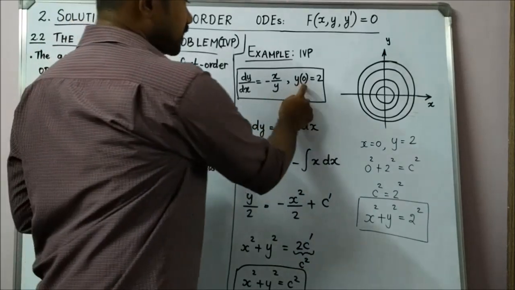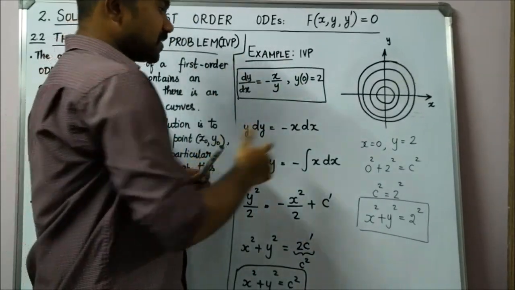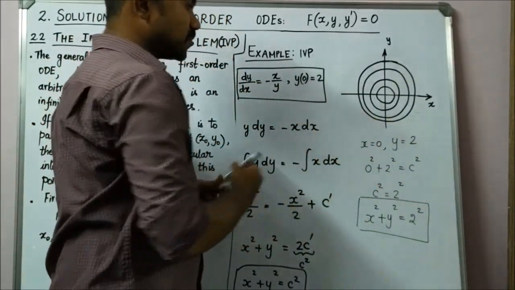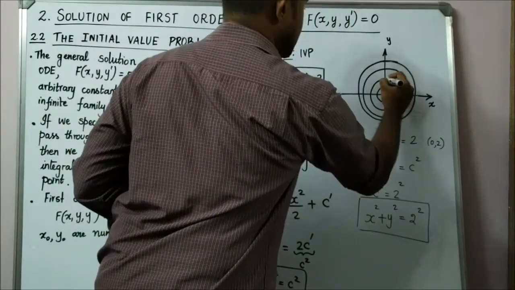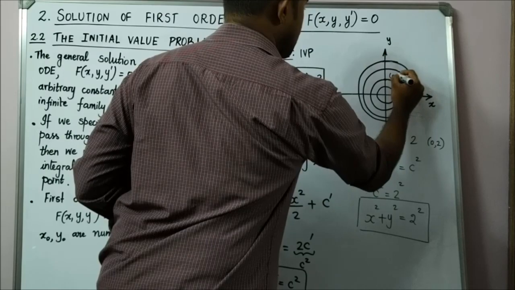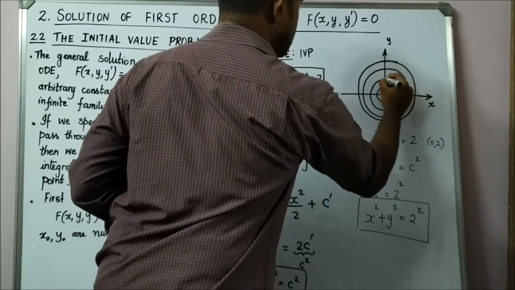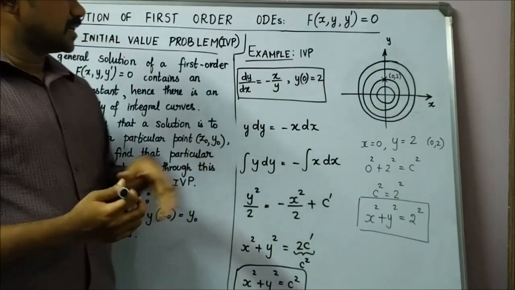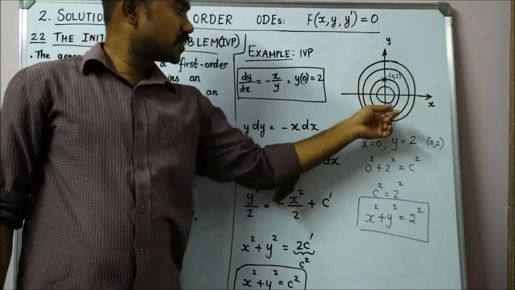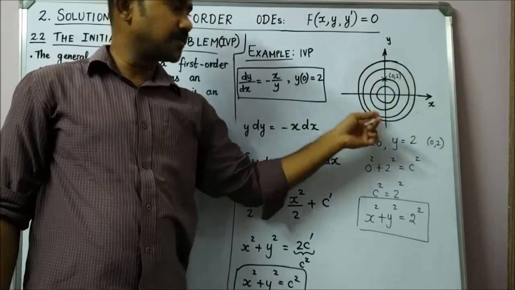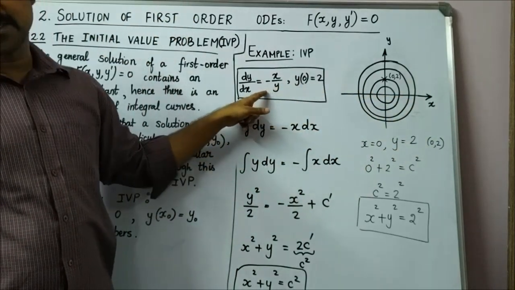What is the initial point? The point given by this initial condition, that is x is equal to 0, y is equal to 2, or the point (0, 2). Let me call this point (0, 2). So that's the initial point. Now from among the family of curves, the curve that passes through the initial point is going to be the solution to the initial value problem.